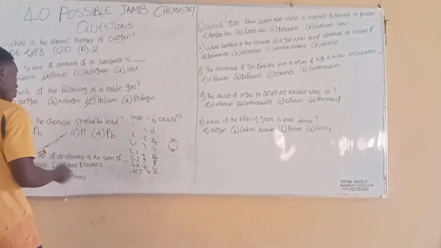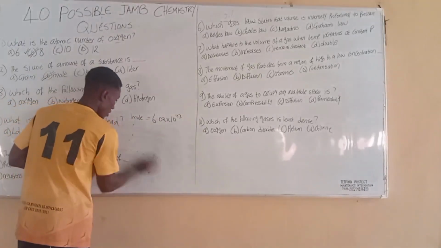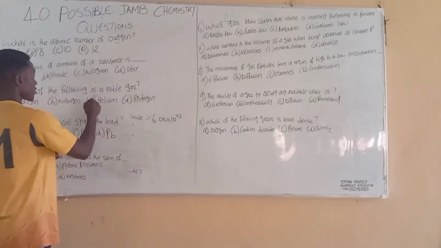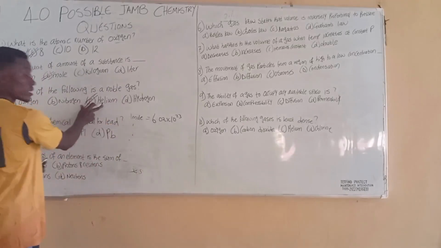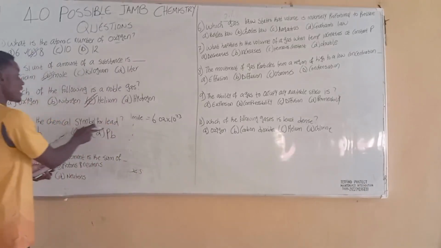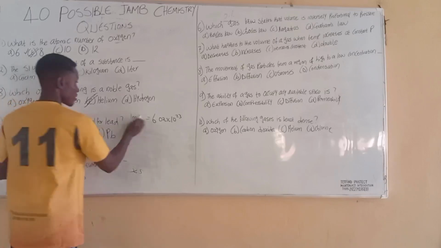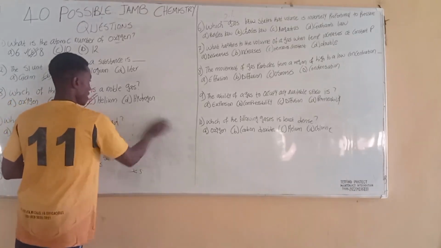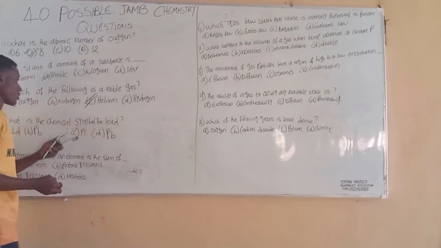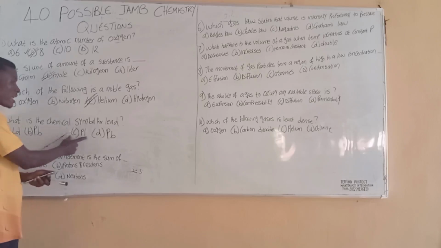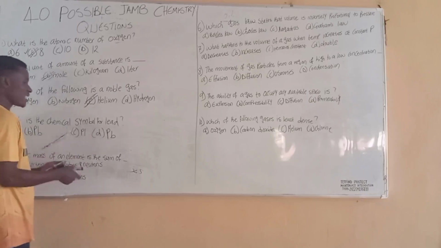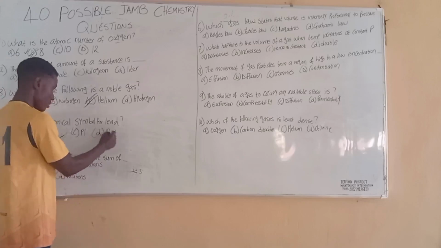Let's move on to the next one. So the correct answer here is helium. That is number C. The next one is what is the chemical symbol for lead? A, LD, that is completely wrong. B, PB, C, PL, and D is supposed to be PD.